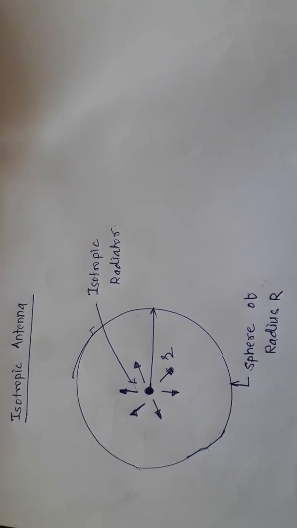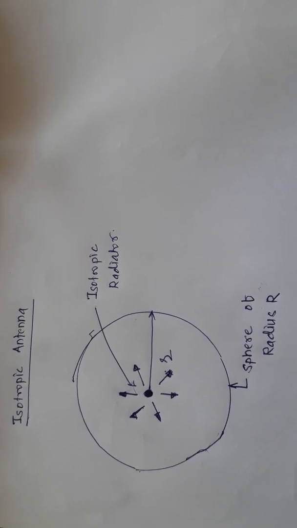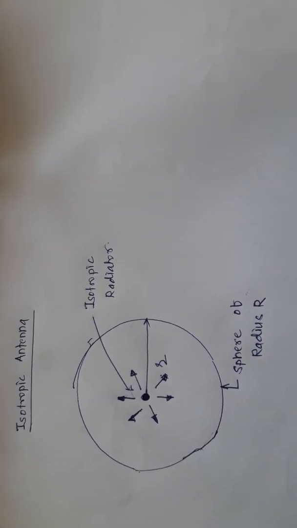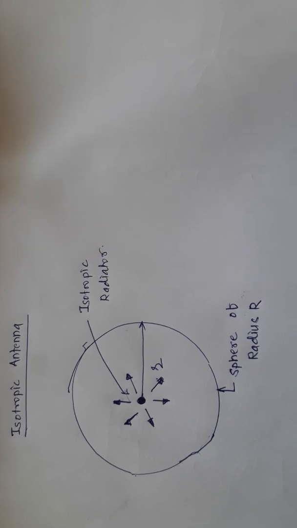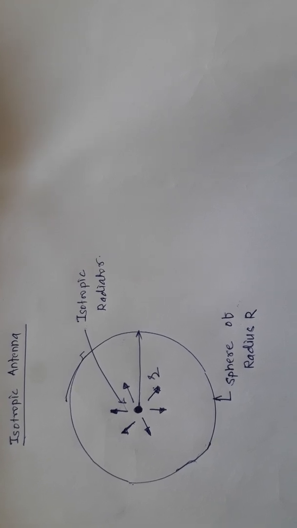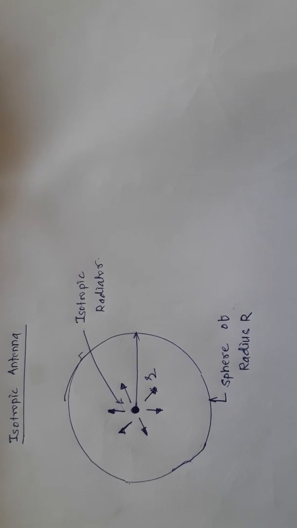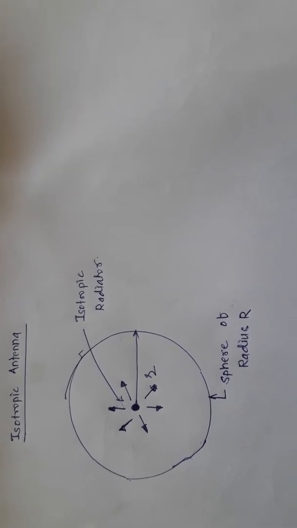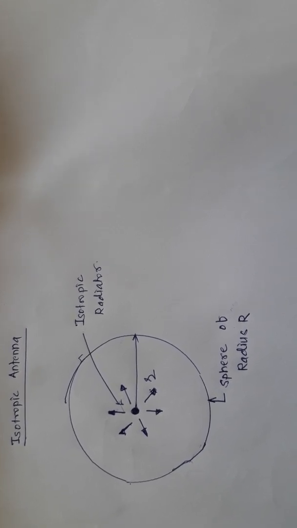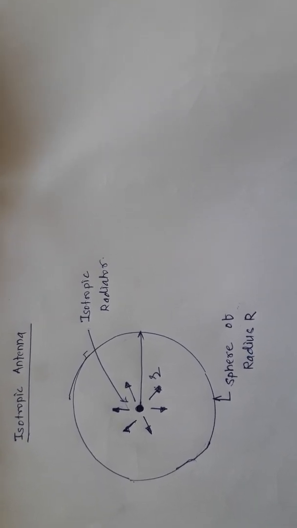So, dear students, today we are going to discuss a new concept of antenna that is called the isotropic antenna. So, we must know exactly what we mean by the isotropic antenna. First of all, we must know that the isotropic antenna is a hypothetical antenna. That particular antenna never exists in reality. This isotropic antenna is an ideal antenna. It is treated as an ideal antenna for every kind of specification.